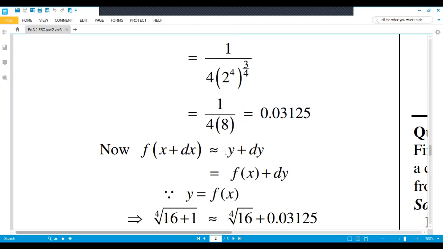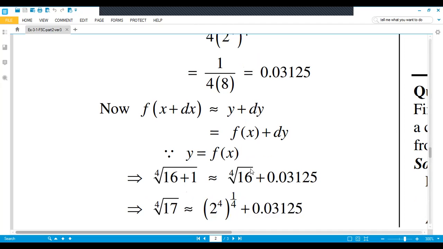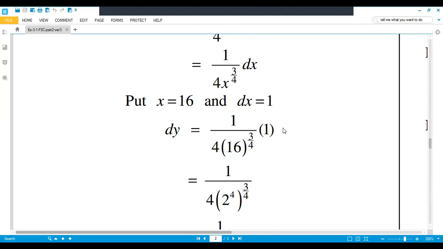So y is equal to what? The f of x function, and dy as it is. So the f of x function is fourth root of 16 plus dy. So you put its value here, x plus dx, x is 16, dx is 1, so 16 plus 1, fourth root of 17, which is approximately equal to fourth root of 16 plus the value of dy. You solve this value, so you will get the answer, which is approximately equal to this.